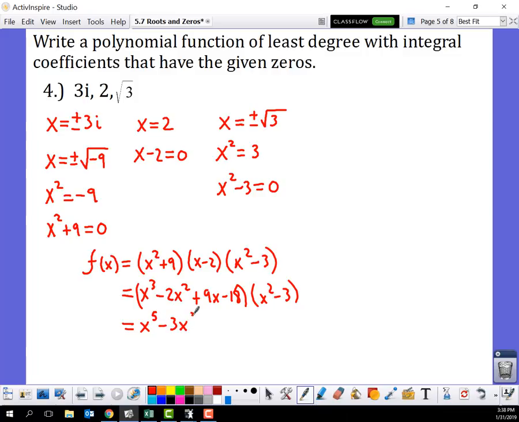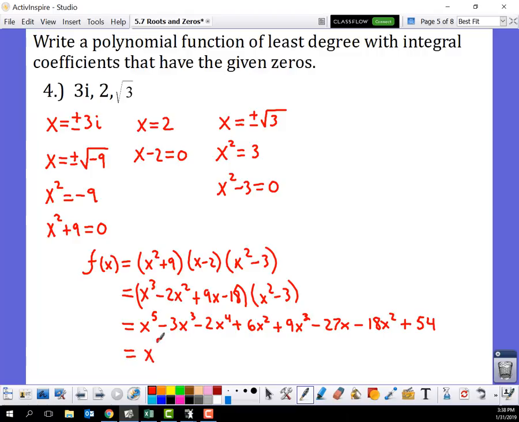Minus 3x cubed, minus 2x to the 4th, plus 6x squared, plus 9x cubed, minus 27x, minus 18x squared, plus 18 times 3 is 30 plus 24 is 54. Alright, now all I need to do is combine my like terms.